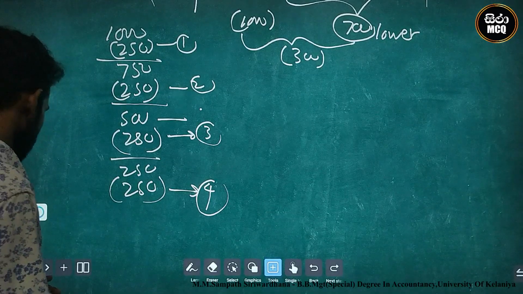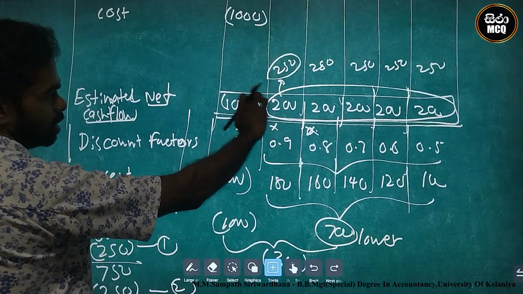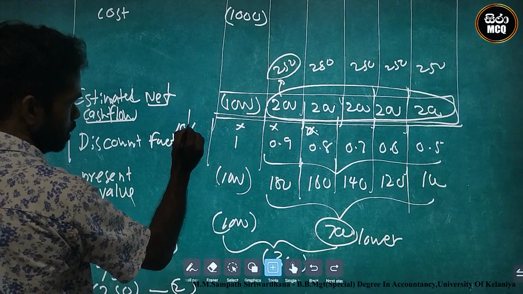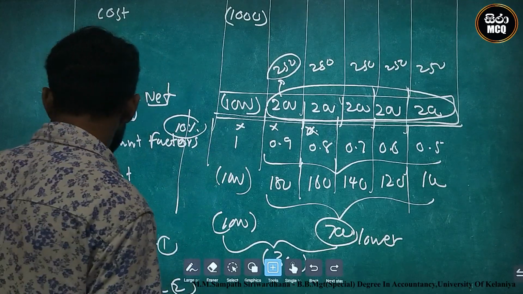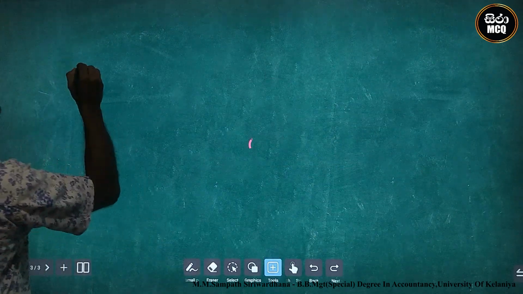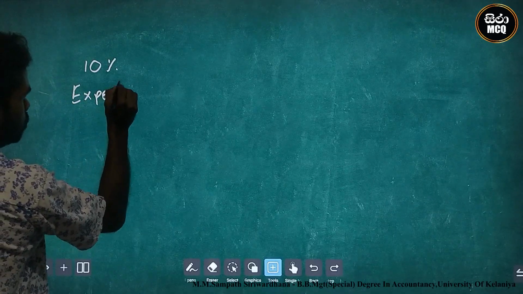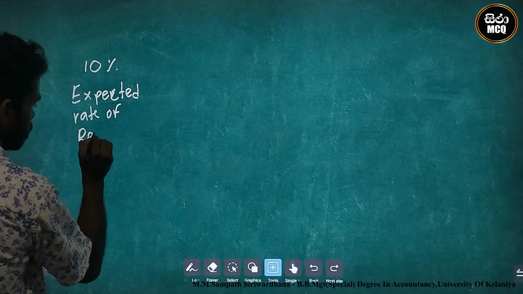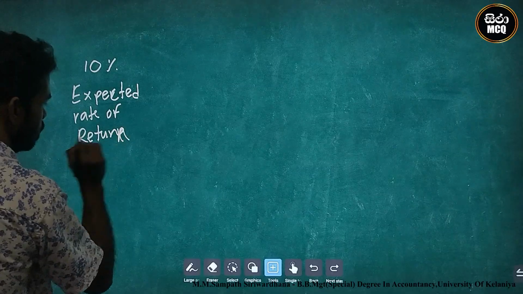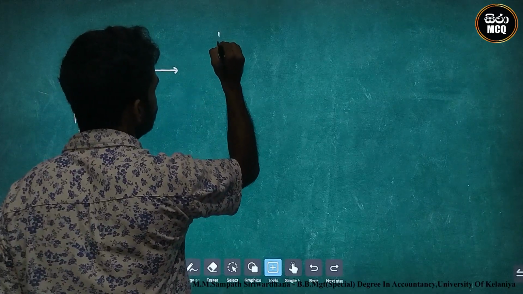Why? I will tell you. Look here. This is the statement. This is the discount factors. Discount factors on 10%. 10% interest rate or expected rate of return. At that point, the expected rate of return is 10%. Based on the 10%, the discount factors are there.